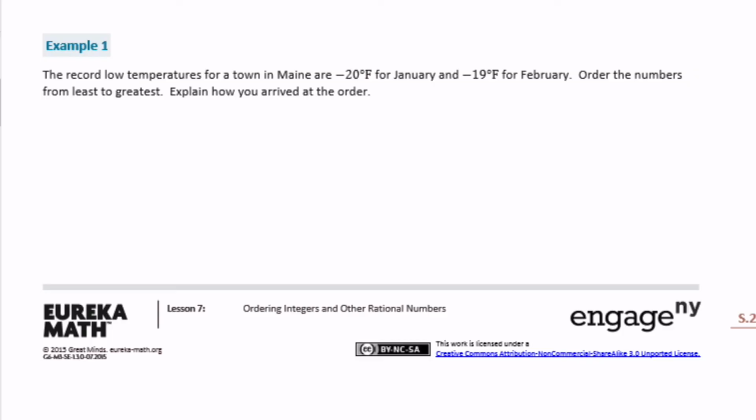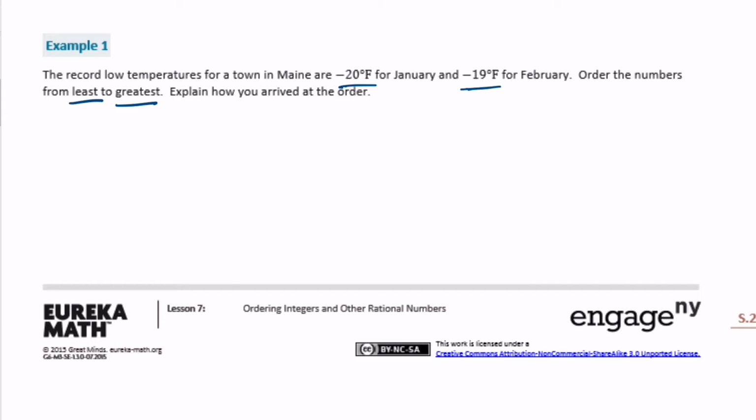Example 1. The record low temperatures for a town in Maine are -20 degrees Fahrenheit for January and -19 degrees Fahrenheit for February. Order the numbers from least to greatest. Explain how you arrived at that order. So we have -20 and -19, and we need to order those from least to greatest. So we're looking for the smallest one to the biggest one.